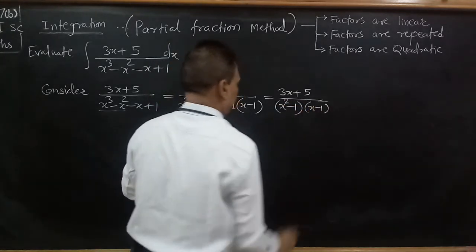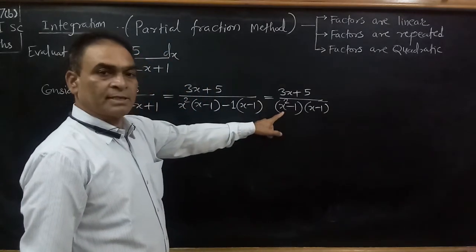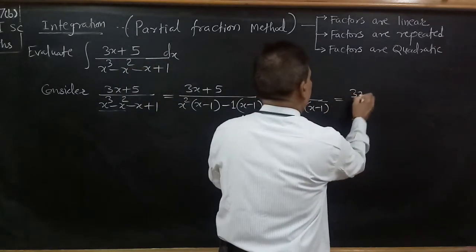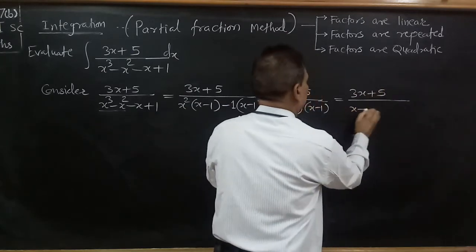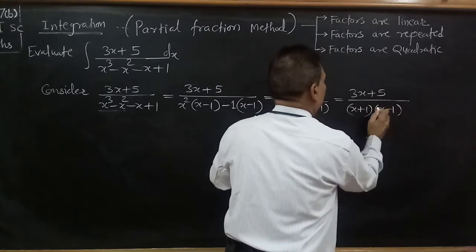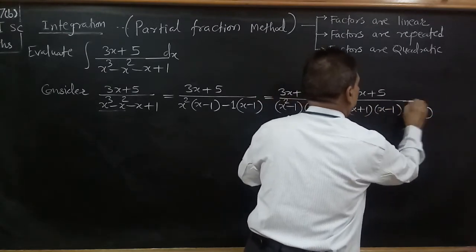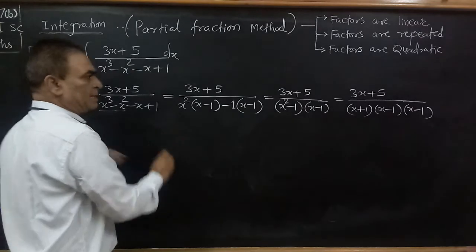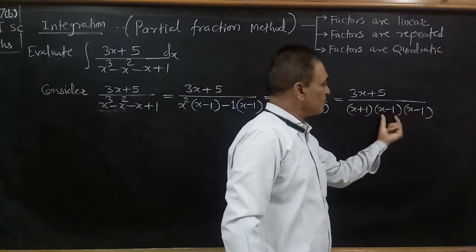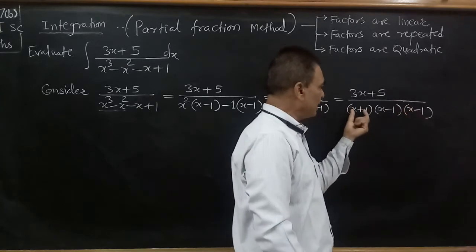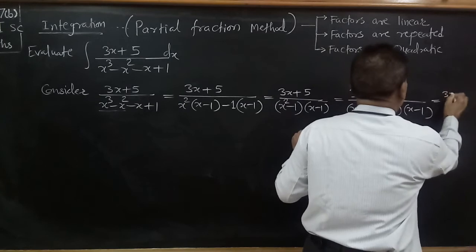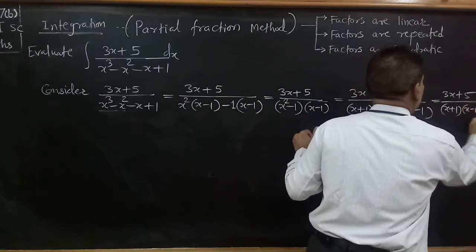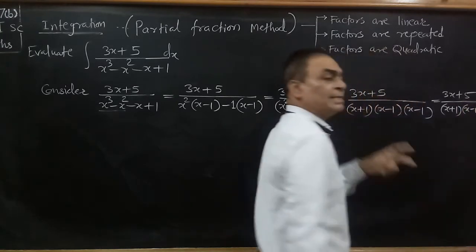Again observe this, you know the formula for factorization a square minus b square, and you can factorize the first part. You will get (x plus 1)(x minus 1), and this is also the (x minus 1) factor. This means the integrand has this factor repeated two times, and this factor only one time. This is a linear factor x plus 1. But (x minus 1) whole square means the factor is repeated two times.